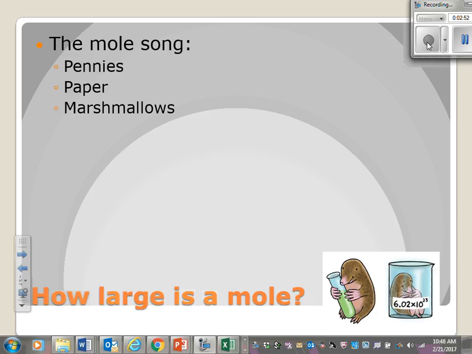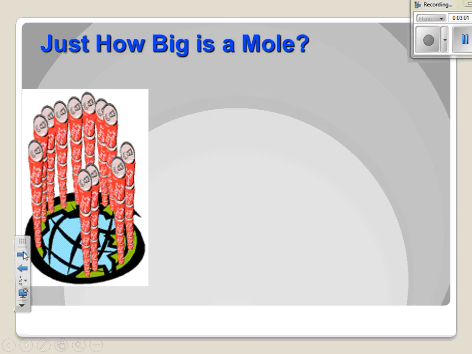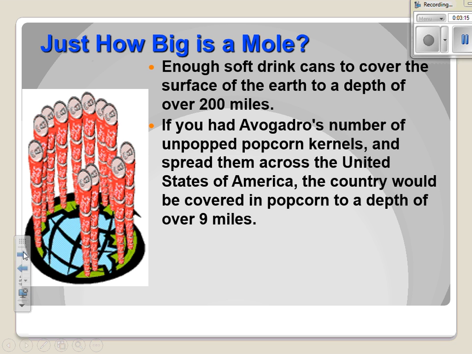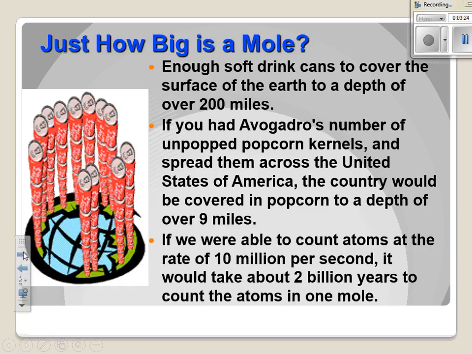Now, in reference to atoms, though, what are we talking about there in terms of how big is the mole? Pretty dang big. A couple more little references here. Soft drink cans would cover the Earth to a depth of up to 200 miles. Popcorn kernels would go all the way up to over 9 miles. And another way to think of it is, if we could count atoms at 10 million per second, it would take us about 2 billion years to count all of the atoms in one mole.